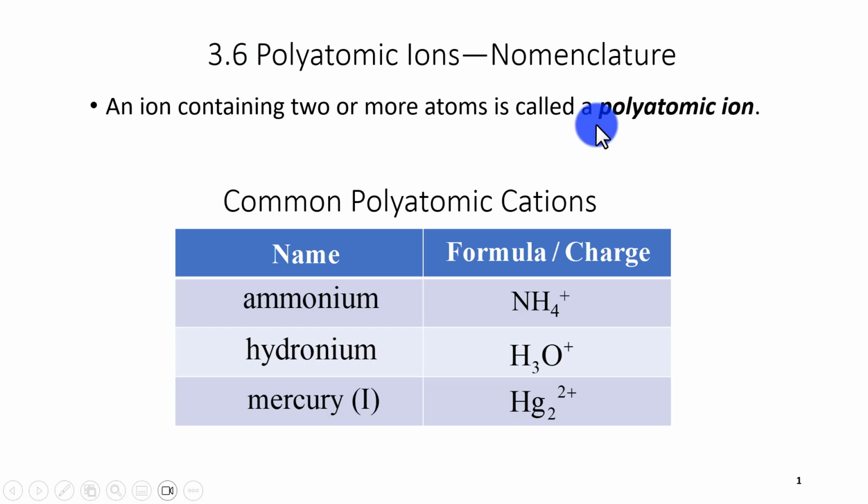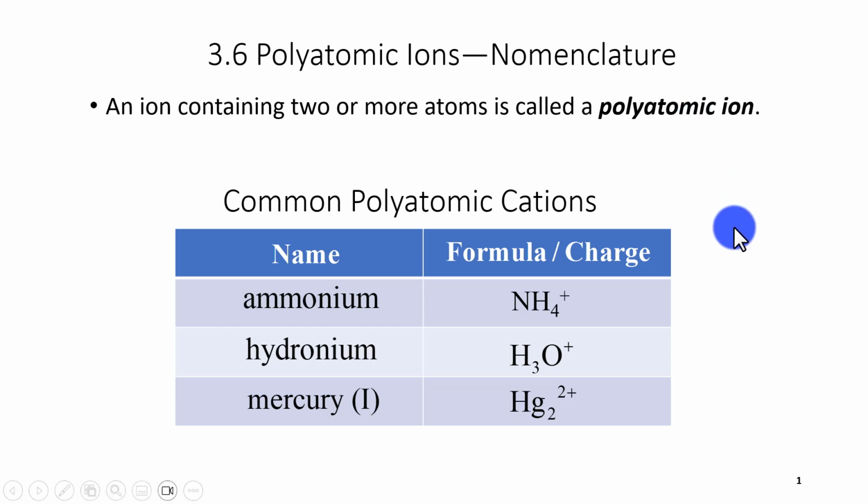From the name polyatomic, poly comes from the Greek meaning many, so we have many atoms that form the ion. So an ion that contains two or more atoms that are bound together. These atoms are bound covalently, but there is an overall charge on that whole ion, the polyatomic ion. So these are called polyatomic ions.